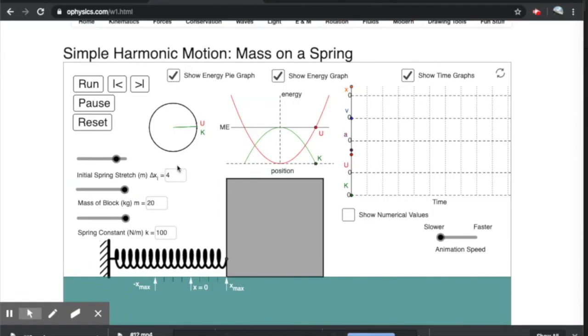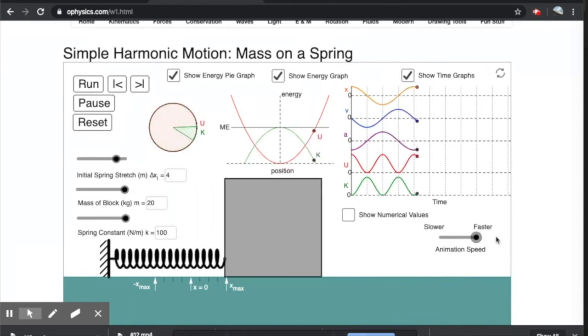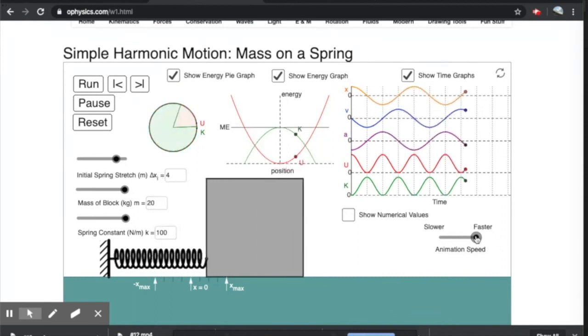So as you can see, the spring is originally stretched 4 meters. These are just dummy numbers that they put in there. I'm going to put the link in the Edmodo post. You've got a mass of the block here of 20 kilograms and a spring constant of 100. And so you run the simulator, and this is going super slow so we can speed it up, and it traces out the graphs here in real time. Super important to pay attention to.